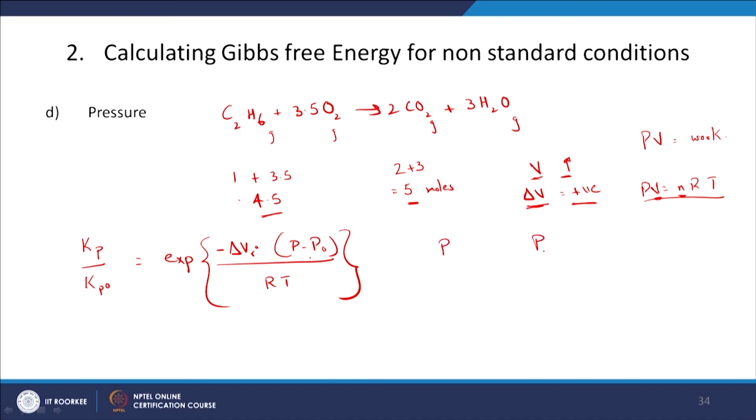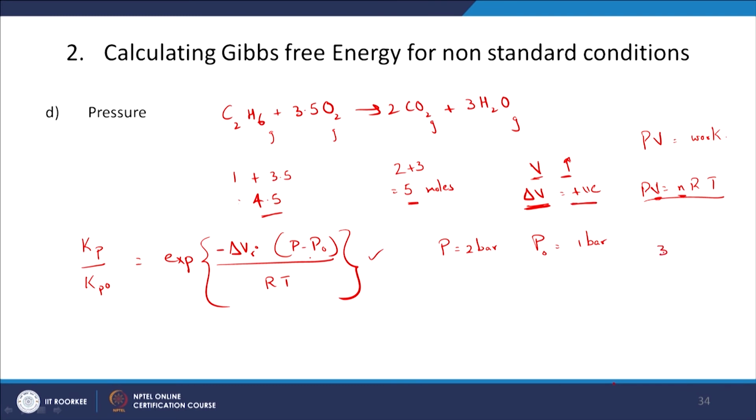The pressure at standard conditions is 1 bar, and let us say we are now increasing the pressure to 2 bars. How is it going to change? We will look at the equation later on, but first let us try to understand the system here. Here you are trying to change your volume by increasing it, right.